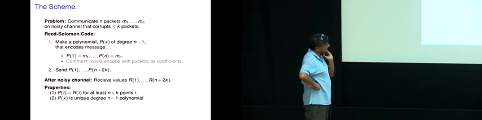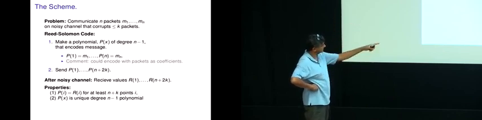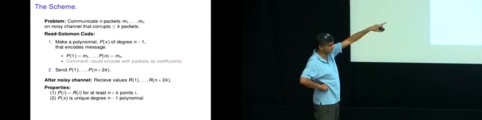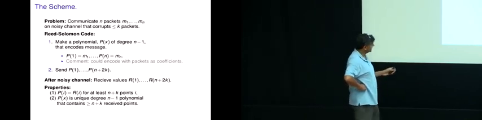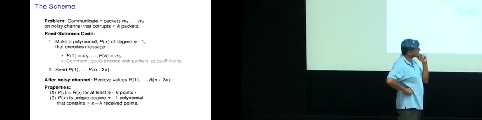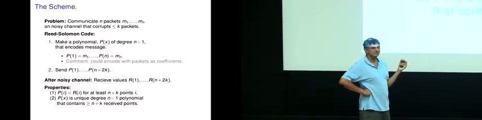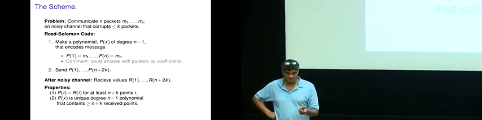Okay? P of x is a unique degree n minus 1 polynomial. That's just by construction, right? There's only one that hits those n points that are specified by the values of the packets. But it's the only one that contains more than n plus k received points. Only the original one. Okay? Is the original one consistent with n plus k received points?